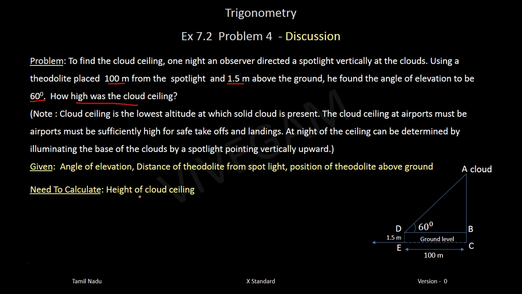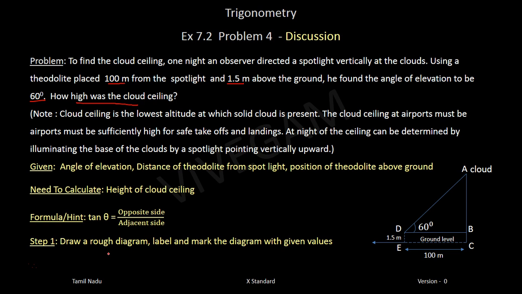Need to calculate the height of the cloud ceiling. Formula: tan theta is opposite side by adjacent side. Okay. Now, let's first step, draw a rough diagram, label and mark the diagram with given values.